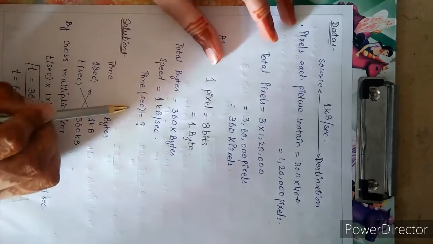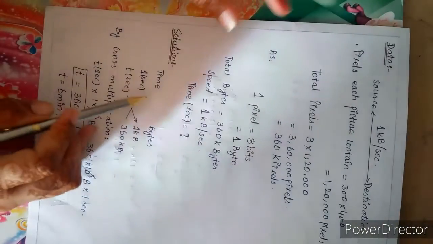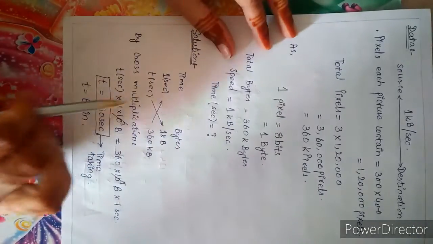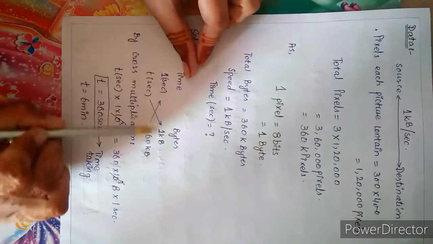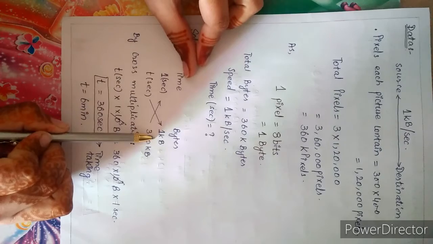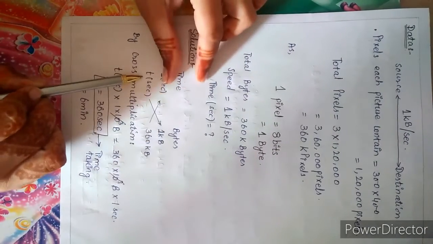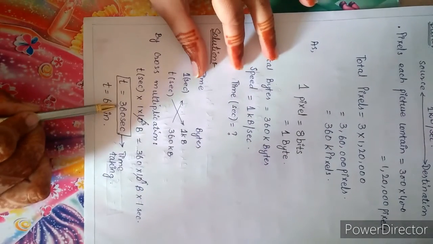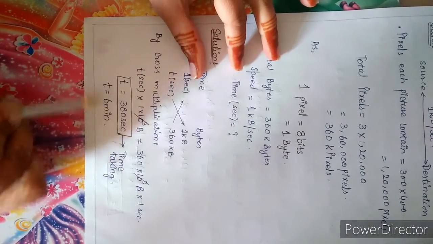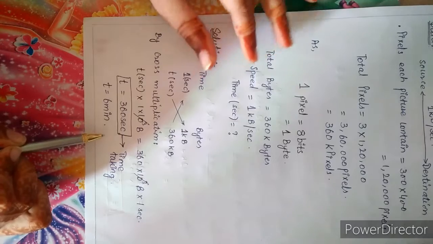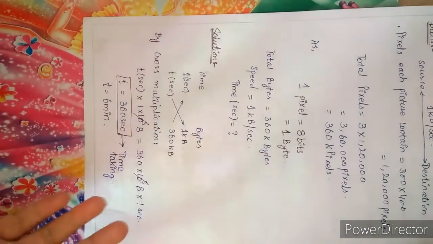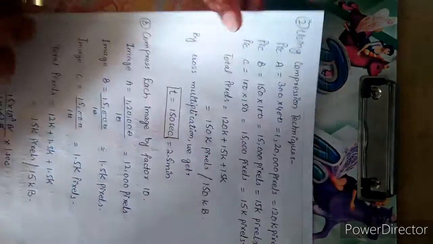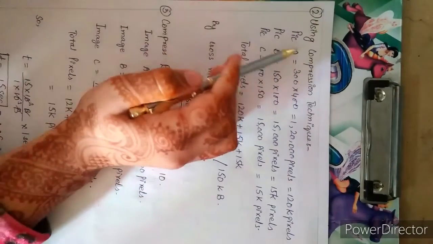Speed is given, and we want to find time. In the solution, in 1 second 1 kilobyte of data is transferred, so in t seconds 360 kilobytes, and by cross multiplication we get time equal to 360 seconds. But it is very large and time taking. We want our minimum time, and then we use the compression technique.